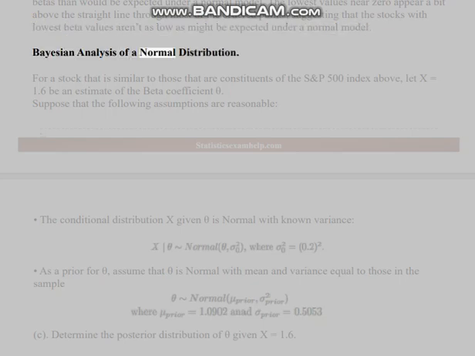Bayesian analysis of a normal distribution. For a stock that is similar to those that are constituents of the S&P 500 index above, let x equals 1.6 be an estimate of the beta coefficient theta. Suppose that the following assumptions are reasonable. The conditional distribution of x given theta is normal with known variance. As a prior for theta, assume that theta is normal with mean and variance equal to those in the sample. C. Determine the posterior distribution of theta given x equals 1.6.